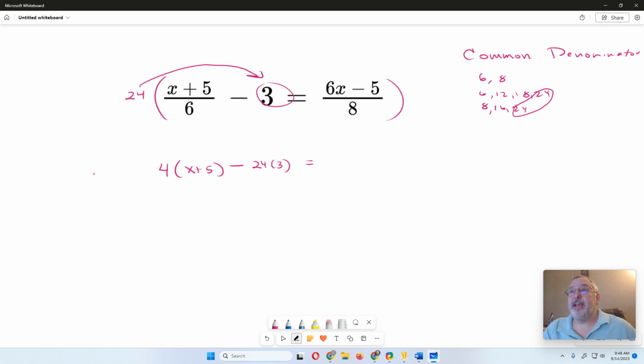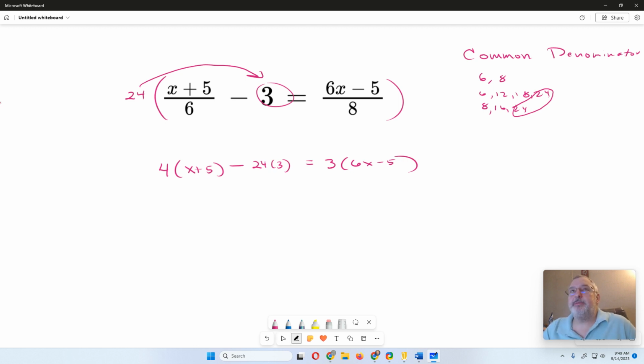And then on the other side, I'm going to do the same thing. 8 goes into 24 3 times, and then I'm going to do 3 times my numerator. And that cancels out the fractions. You won't have fractions at this point, so don't put 24 as a denominator, nothing like that. Just leave it. This is what we do to get rid of the fractions.